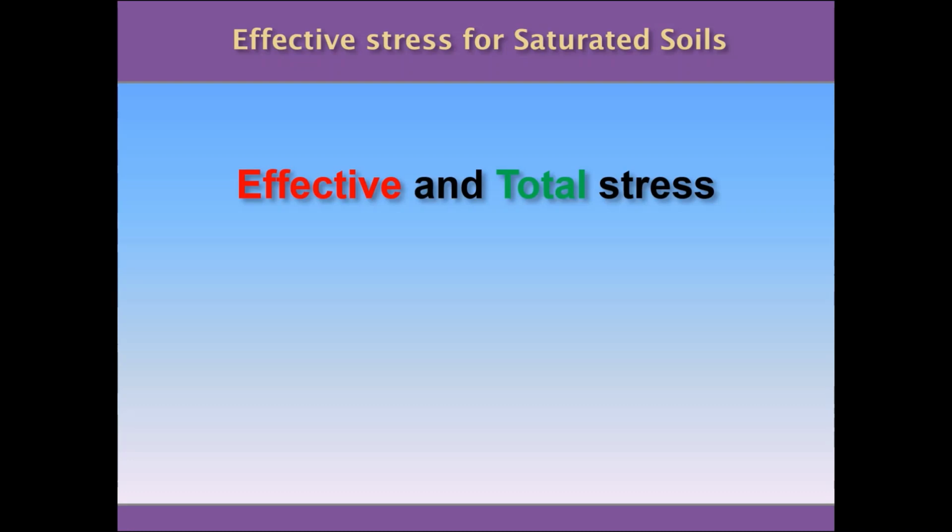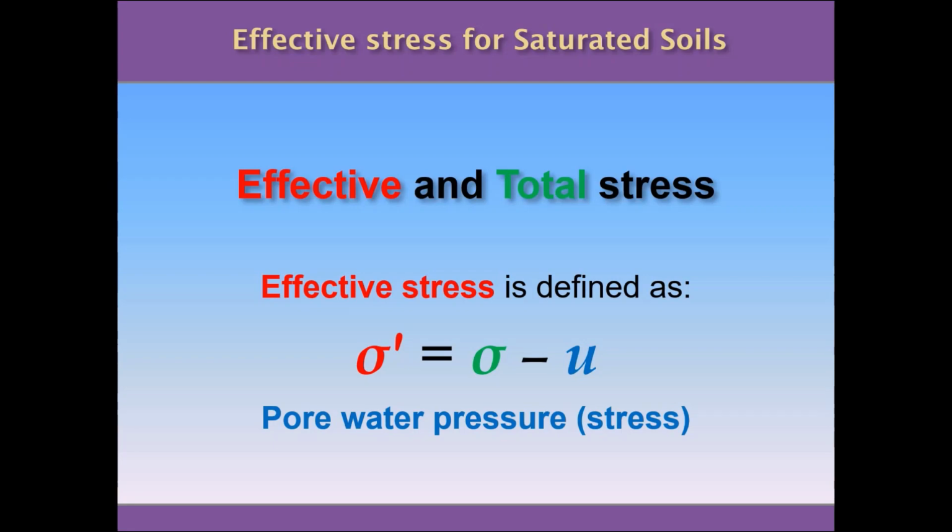saturated soils. So the effective and total stress have a definition, and the total stress is just the stress that is produced by the self-weight of the soil or by external loads on the soil. And the effective stress has a very simple definition, which is basically the difference between the total stress, sigma, minus the pore water pressure. As you see, the effective stress, of course, is a stress, so the units will be, for example, kilonewton per square meter.